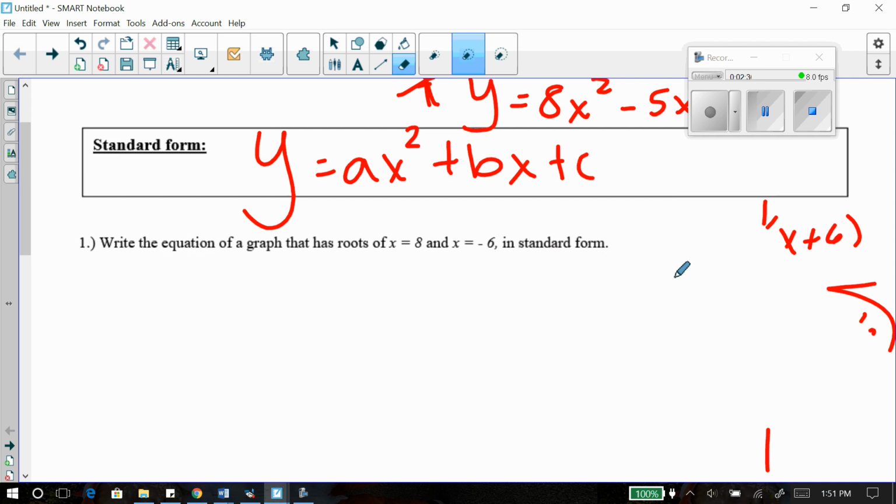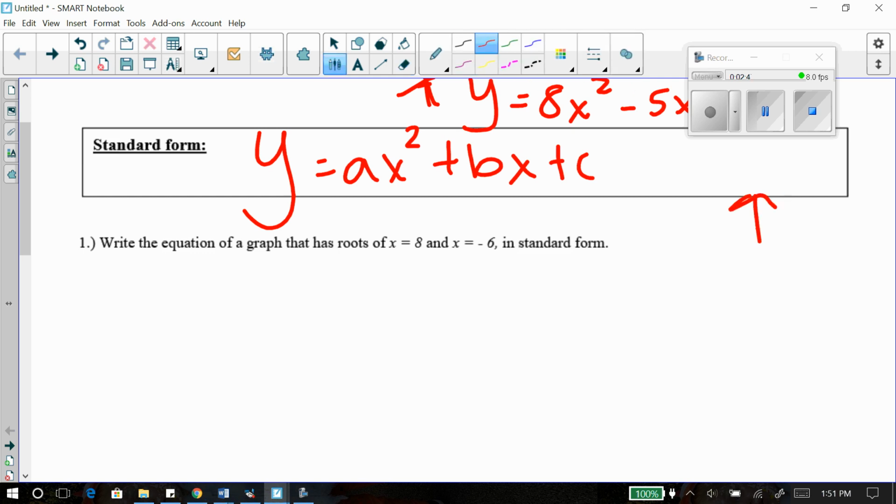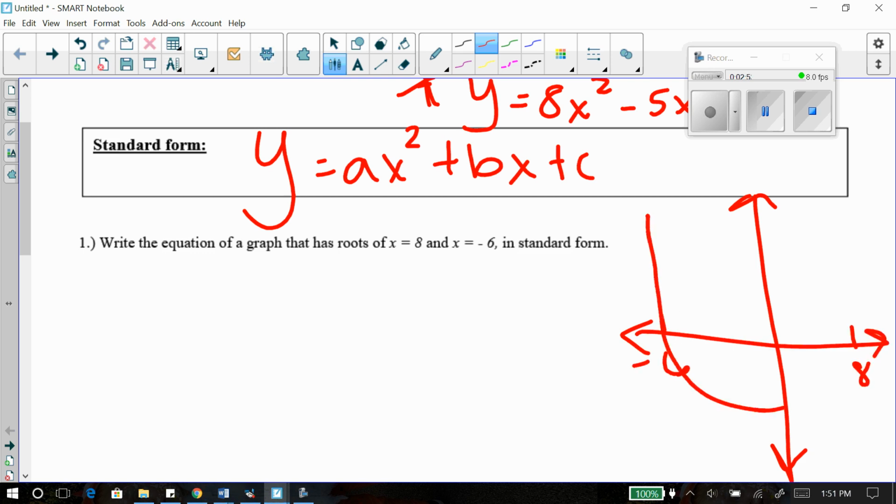So let me get rid of this and let's do an example together. It says to write the equation of a graph that has the roots x equals 8 and x equals negative 6. So we know if it has those roots, it's crossing our graph when x is 8 and when x is negative 6. Our quadratic is going through those points.